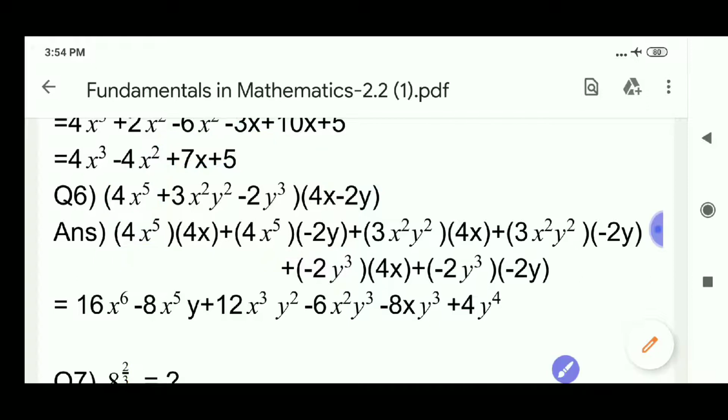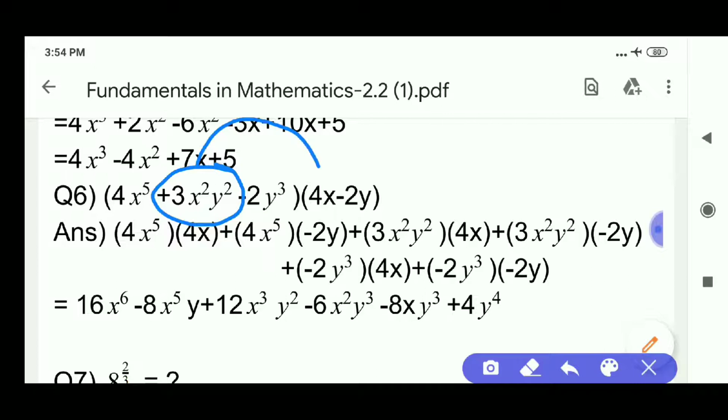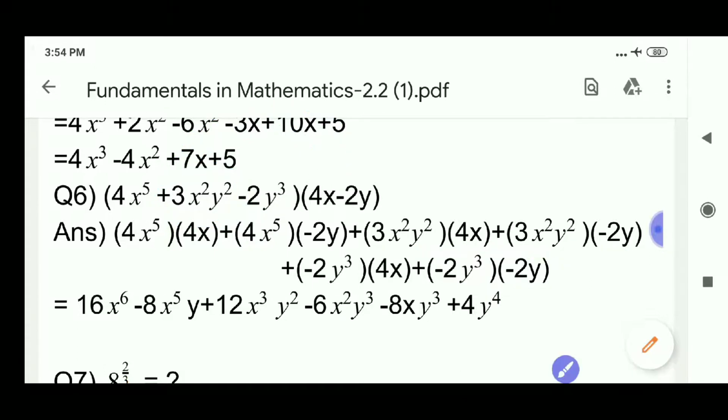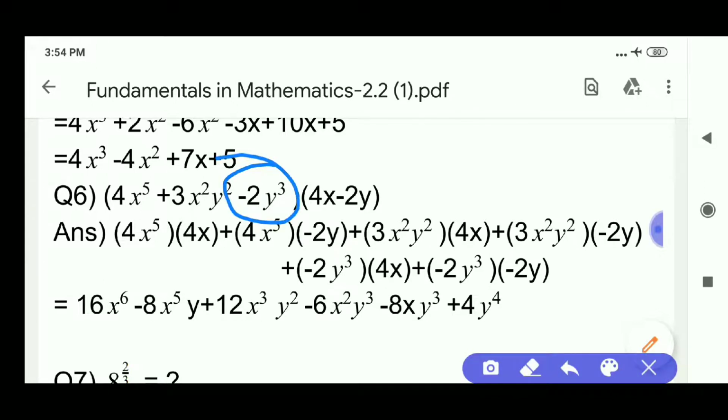After completion of multiplication with 4x power 5, now multiply with 3x square y square. 3x square y square into 4x and 3x square y square into minus 2y. Next, multiplication with minus 2y cube. Minus 2y cube into 4x. Minus 2y cube into minus 2y.